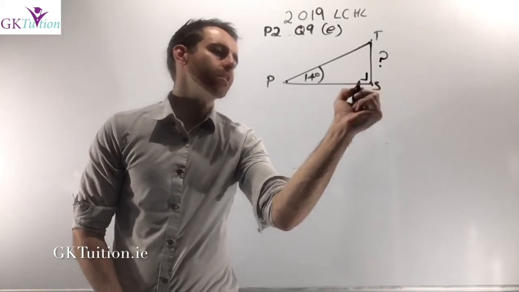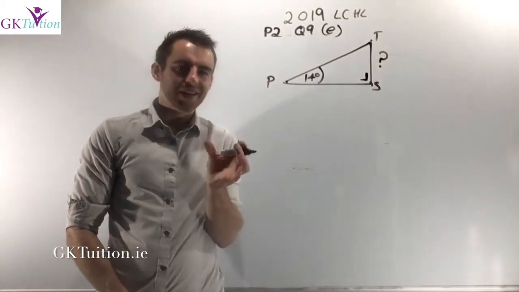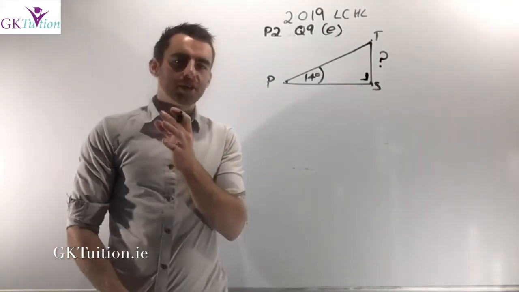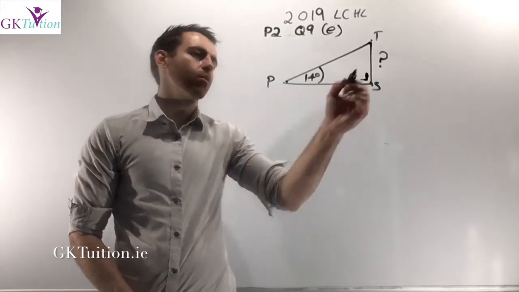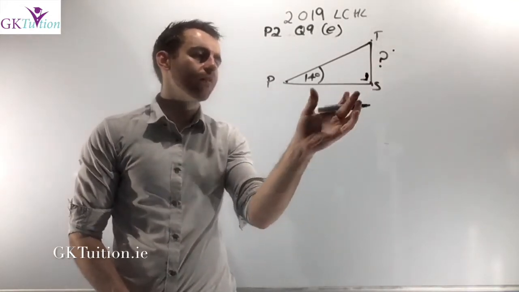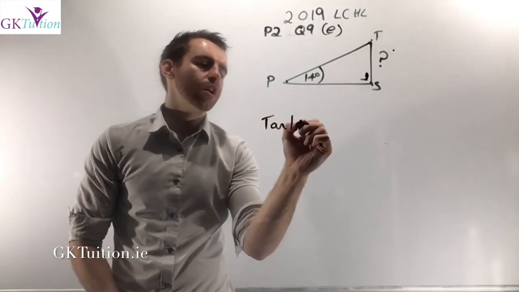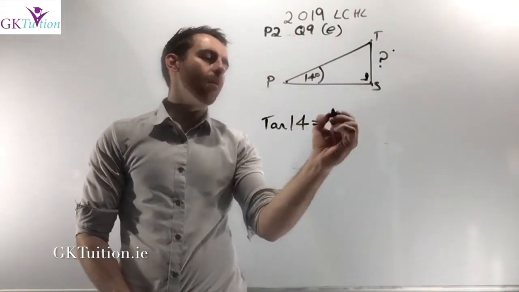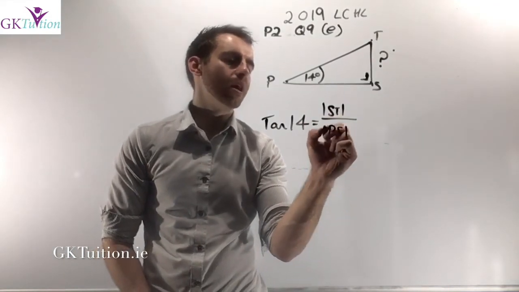First of all, it's mentioned it's a vertical pole, so we're dealing with a right angle triangle. We need at least two pieces of information in this triangle. From the information we already know, we can deduce what PS is. So we're looking for the opposite, and we can figure out what the adjacent is. So the last thing we're going to do in this question is say that the tan of 14, the tan of this angle, is the opposite, which is ST, over the adjacent, which is PS.